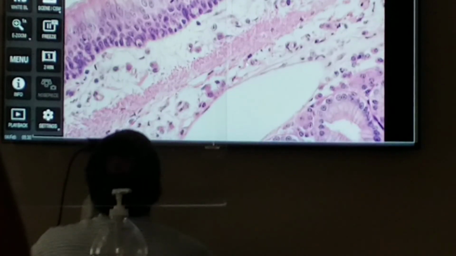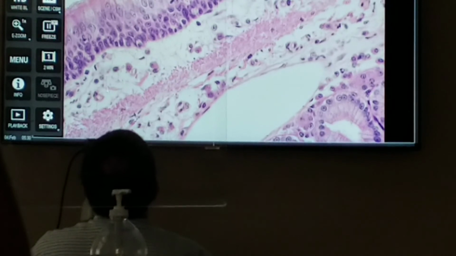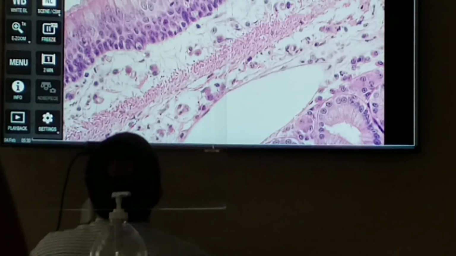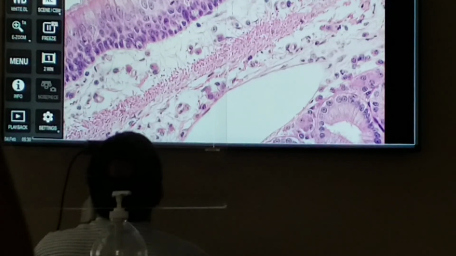Okay. What do we call this layer that's deep to it? So if this is the basement membrane here, this is where the basement membrane will be located. What do we call this underlying tissue?